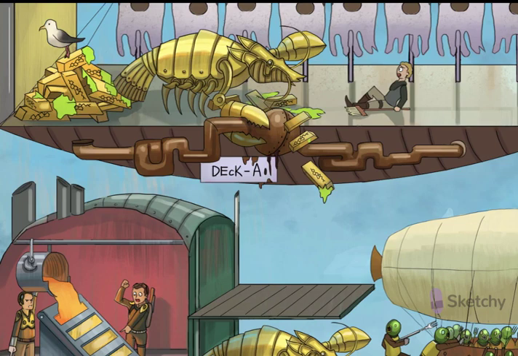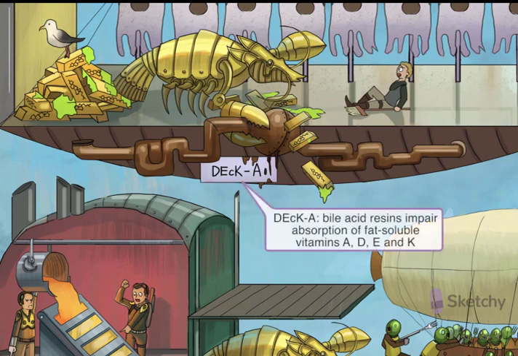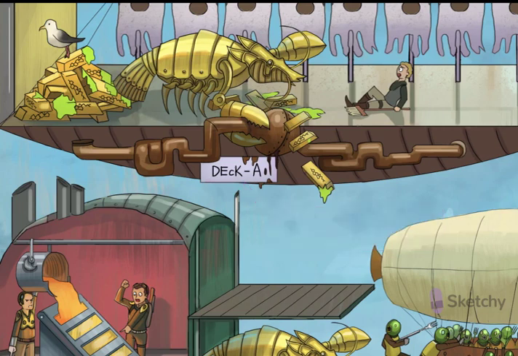Remember that ADEK represents your fat-soluble vitamins, A, D, E, and K. So we've labeled the intestinal docking station DEK-A. Malabsorption of vitamin K occurs rarely, but remember that this is the vitamin responsible for producing factors 2, 7, 9, and 10 in the clotting cascade. So in patients who are taking resins along with an anticoagulant like warfarin, a vitamin K antagonist, you've got to watch out for excess anticoagulation.